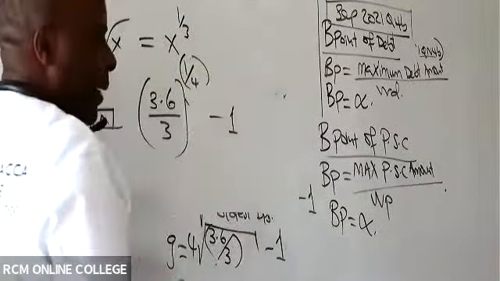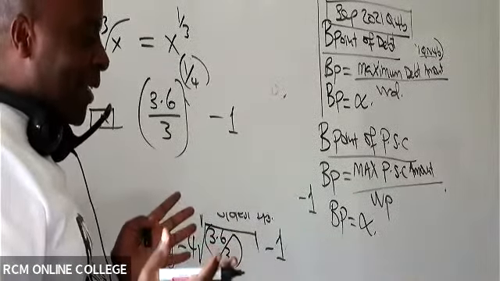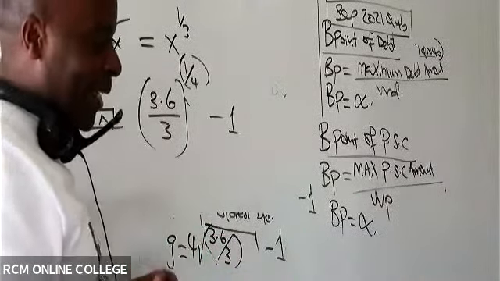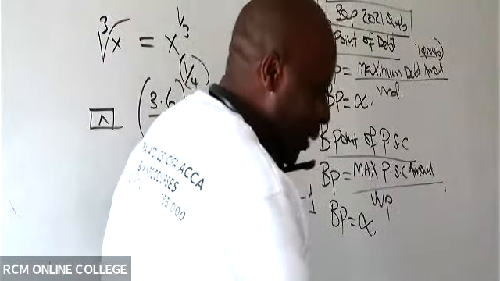You put a quarter in brackets, and then you say minus 1. Will we end up getting the same answer? I haven't seen you guys doing that.